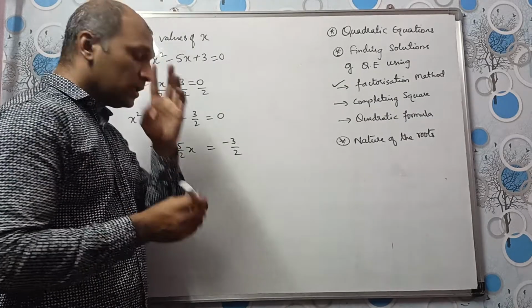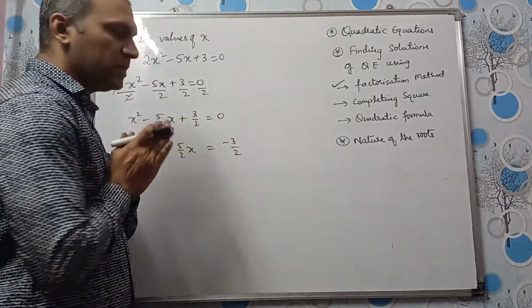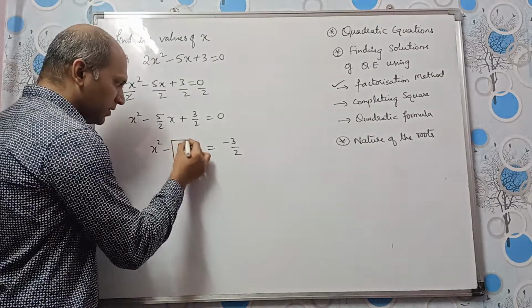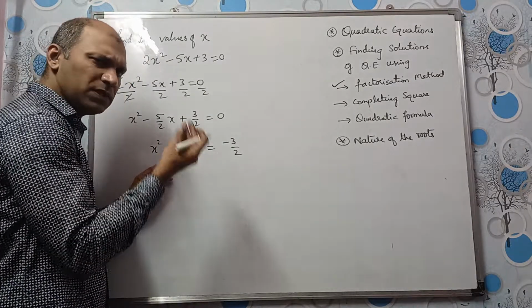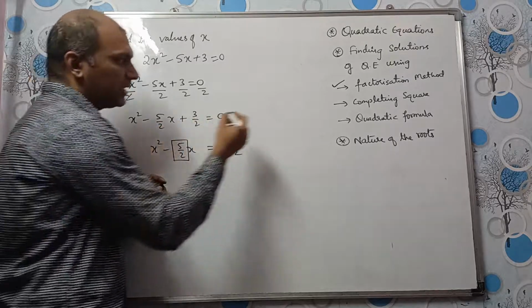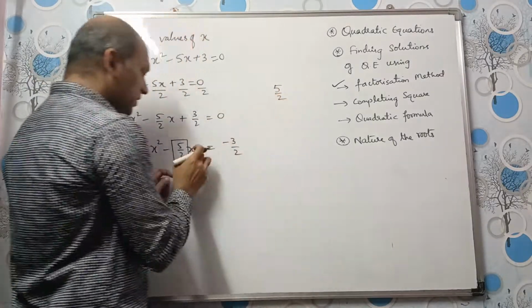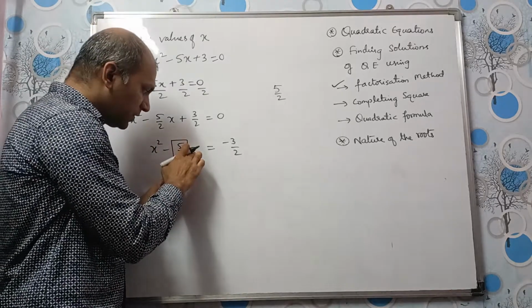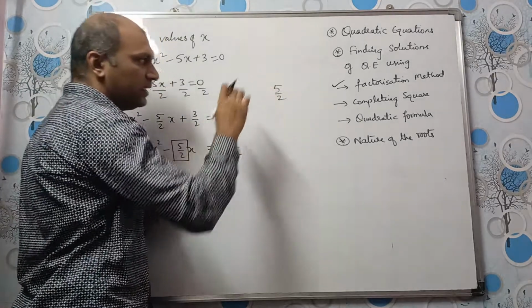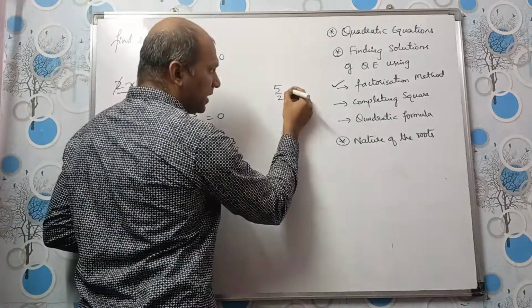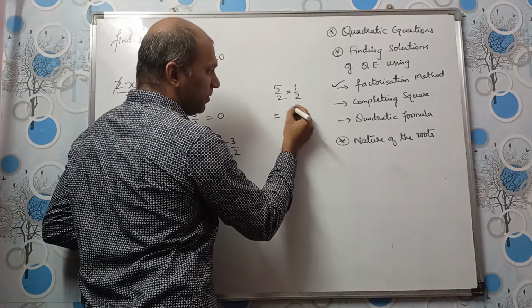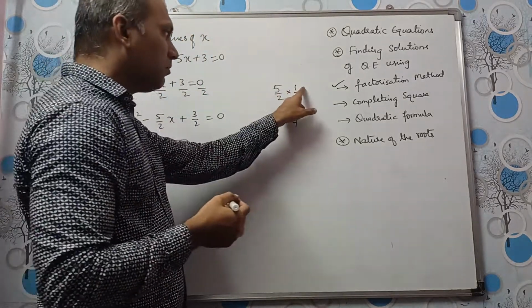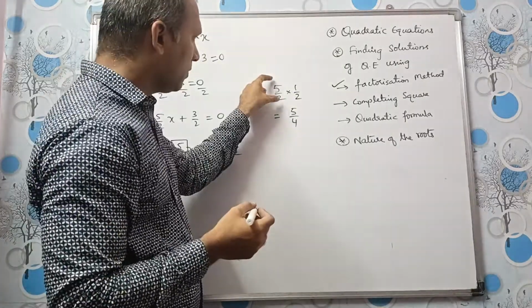Now, third step, this is where students will make mistake. See, take the coefficient of x. What is coefficient of x now? It is minus 5 by 2. But don't worry about the sign. Take only the magnitude, the value. We should take the coefficient of x, not x square. Coefficient of x, you take, write it here, 5 by 2. Multiply that with 1 by 2. So this will become 5 by 4. Every time multiply by 1 by 2, whatever number you have.